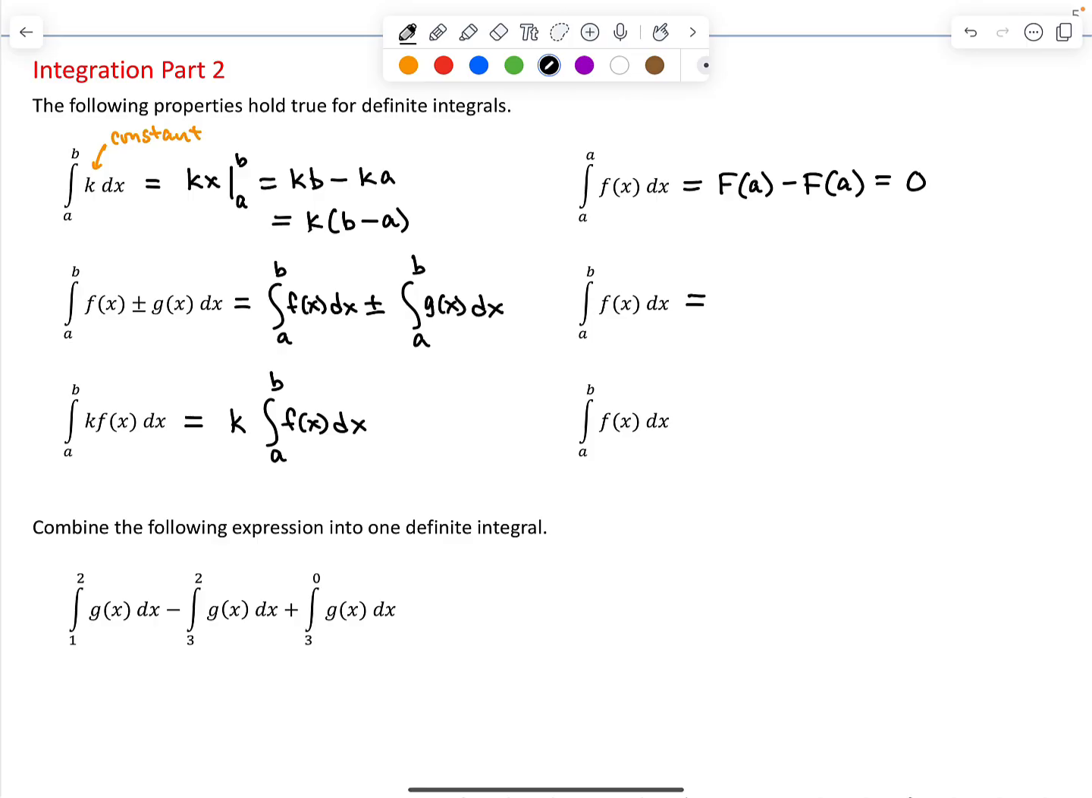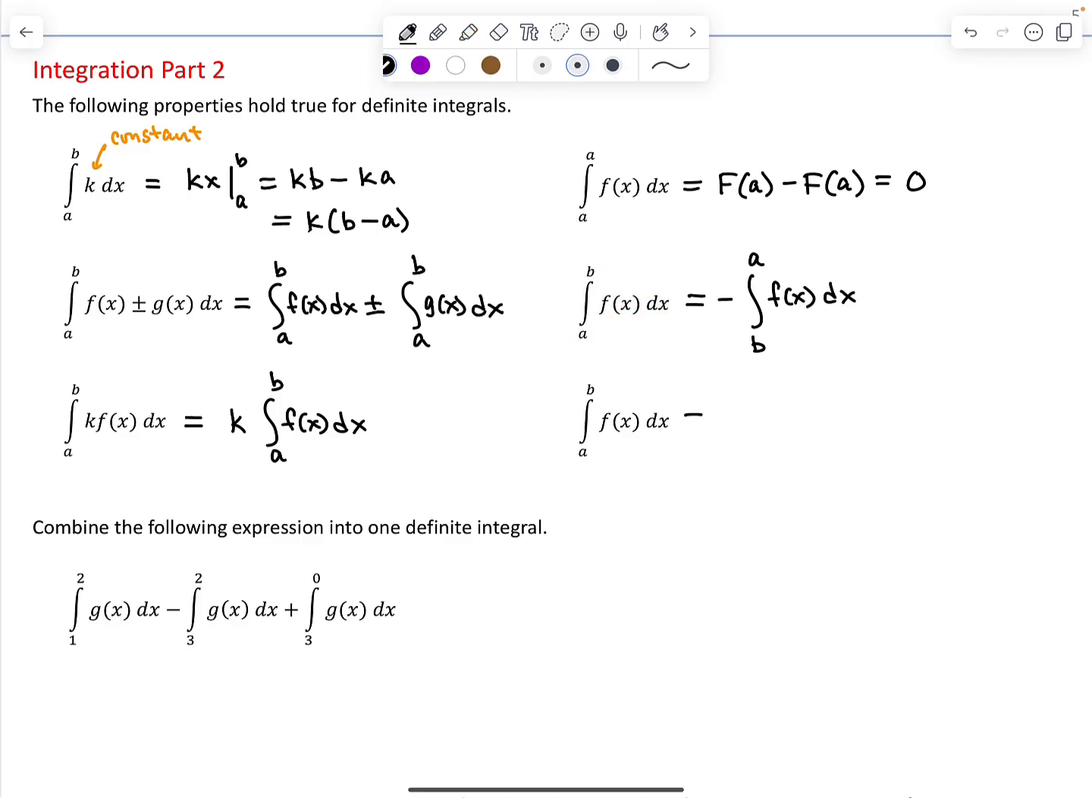This next property, if you integrate from a to b, you can actually reverse the order of the integration. Put the b as the lower limit and the a as the upper limit, and then integrate the function. If you do this, however, a negative is generated. So whatever answer you get for this definite integral, you would have to multiply by -1, and that would be the answer you would get for this integral.